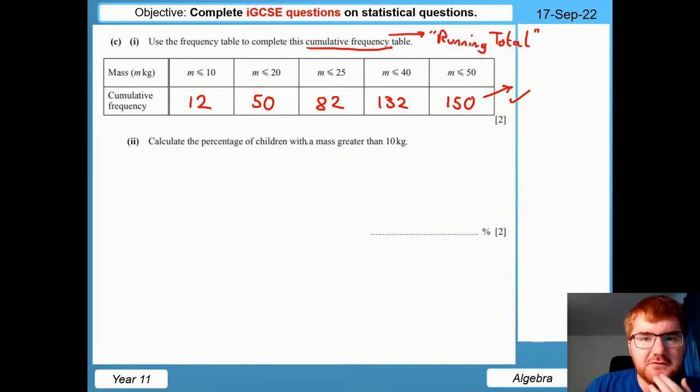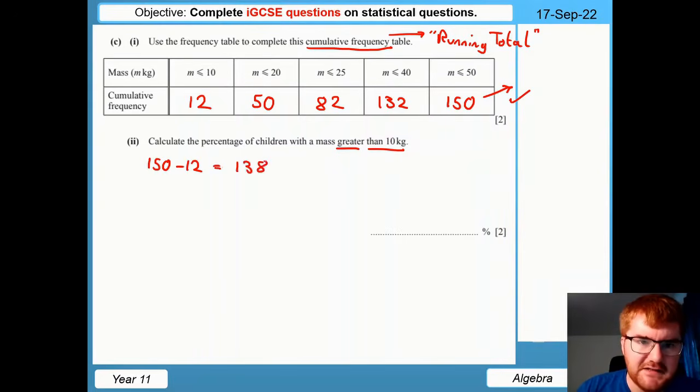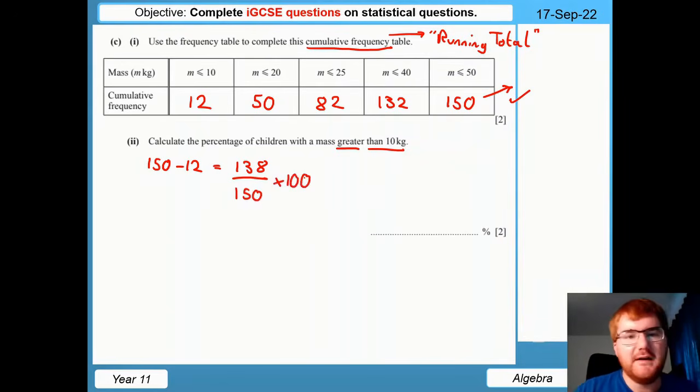Last part of this question, so a bit of interpretation here. Find the percentage of children with a mass greater than 10 kilos. Well, notice we've only got 12 people here less than 10 kilos. So we need to do 150 minus 12. If we do that, we get 138. And we want to work out the percentage the 138 is of the total frequency. So then we divide this by 150 and then times by 100, the standard formula for working out a percentage.